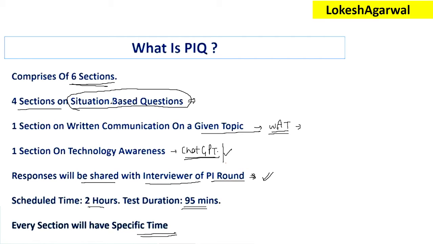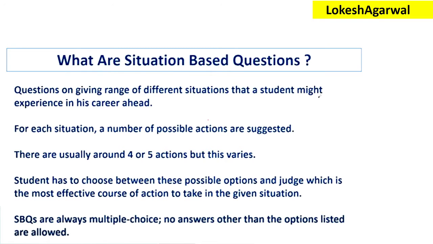Technology awareness is clear. Now understand what is that situation based question. Here a situation will be given and you have to mention what you will do in that situation. So let's take an example. What are situation based questions? Questions giving a range of different situations that a student might experience in his career ahead. So some situations will be given and they check how you handle those situations in that particular moment, in that particular instance. How do you handle that? Which suggestions, which action you suggest, that is very important.